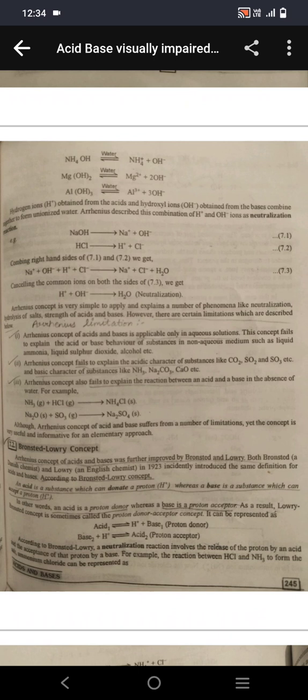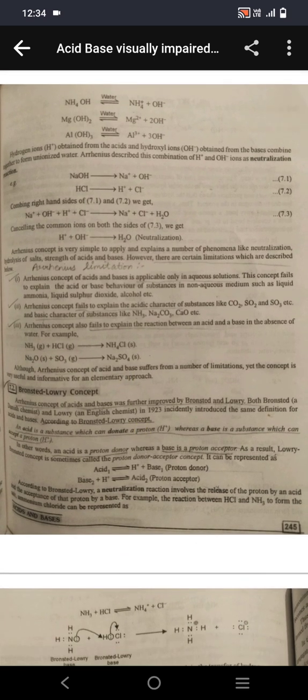These concepts fail to explain the acid or base behavior of substances in non-aqueous media such as liquid ammonia, liquid sulfur dioxide, alcohol, etc. The second limitation is that the Arrhenius concept fails to explain the acid character of substances like CO2, SO2 and SO3, etc., and the basic character of substances like NH3, Na2CO3, CaO, etc. The third limitation is that it also fails to explain reactions between an acid and a base in the absence of water. For example, NH3 plus HCl goes to NH4Cl.